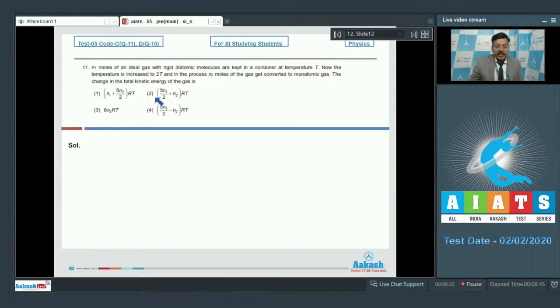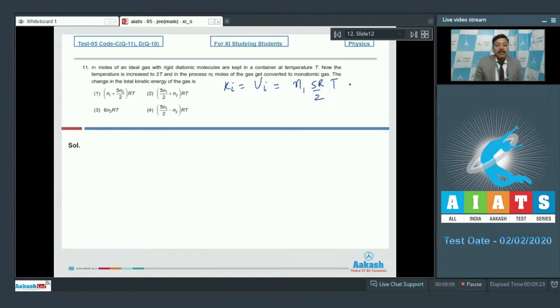So the initial internal energy of the gas, all of it is the kinetic energy. So Ki is in fact Ui. Ki means initial kinetic energy, which is initial internal energy, and this is equal to N1 into degree of freedom, which is 5, so 5R by 2 T.